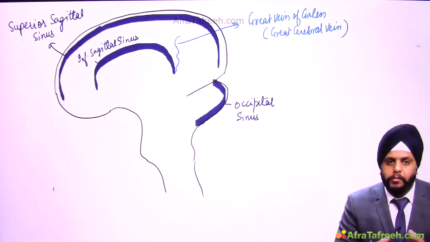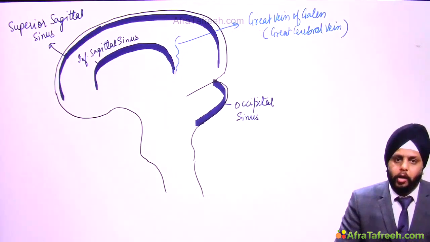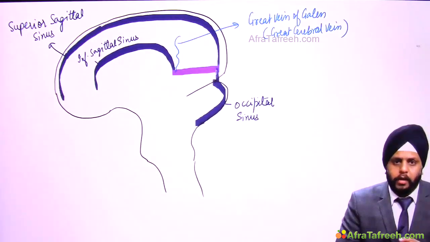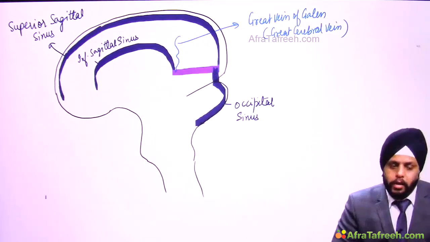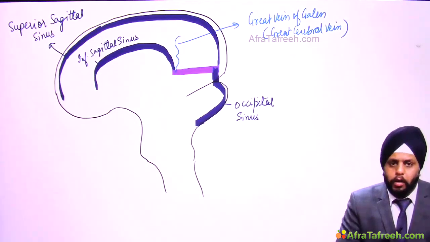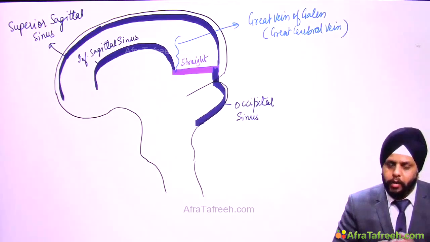After marriage, the characteristic of a man changes. So you see, now after marriage, he becomes straight. All right? So after marriage, this inferior sagittal sinus becomes straight. So now, therefore, we will call it as straight sinus.